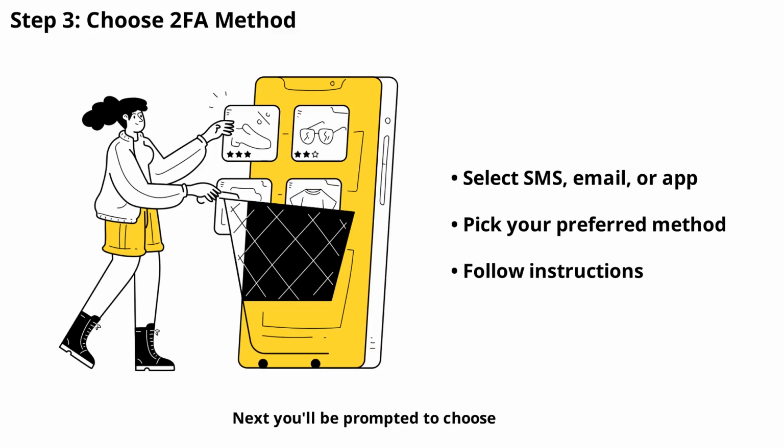Next, you'll be prompted to choose your preferred two-factor authentication method. Most people select text message codes, but you may also have the option to use an email address or an authentication app. Choose the method that works best for you and follow the on-screen instructions to proceed.